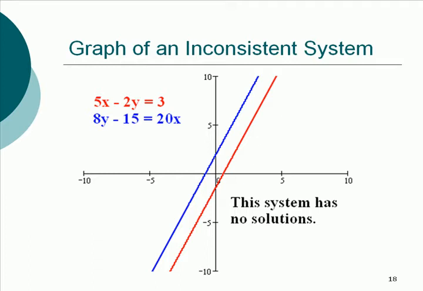Those are the three types of systems you can have. Independent, which 90% of them are. Dependent, which means you have many solutions, infinite number of solutions actually. And inconsistent, which means you have no solutions. Those are the different cases that we can have.